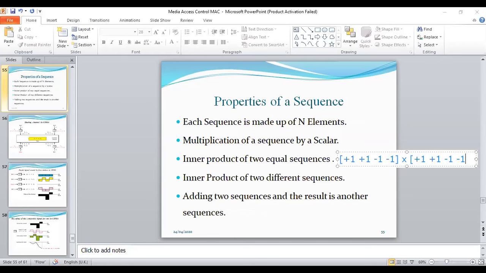Now, when you multiply these, what is the result you are going to get? Plus one times plus one should be one. Then again, one and one, you get plus one. Then minus one times minus one, if you multiply these two, it comes again plus one. Then again minus one and minus one, you'll get plus one again.